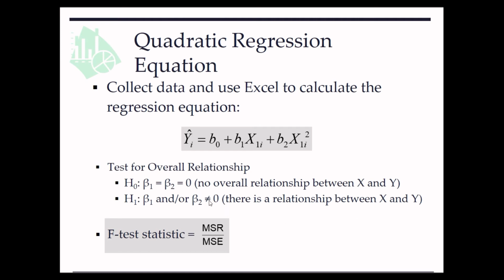To test the overall relationship, we use an F-test. The F-test statistic equals M minus R over M minus E.